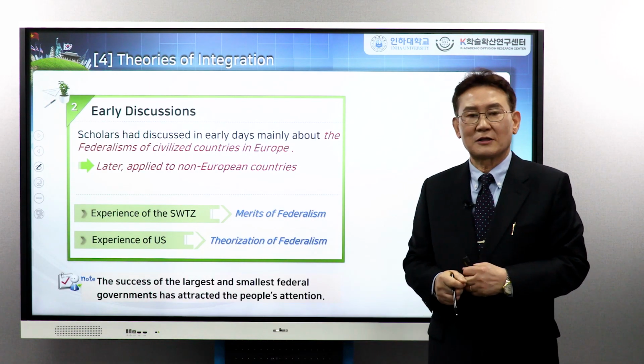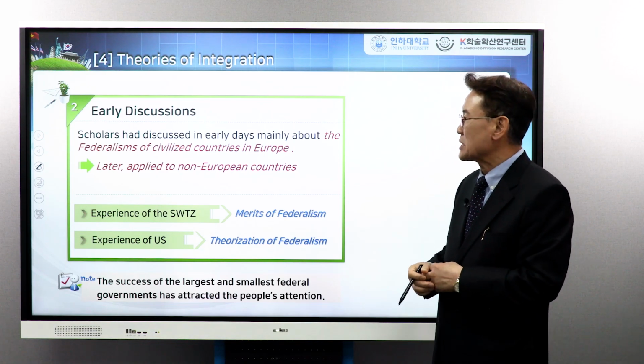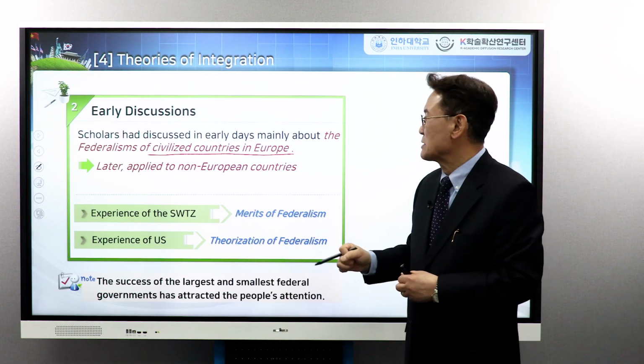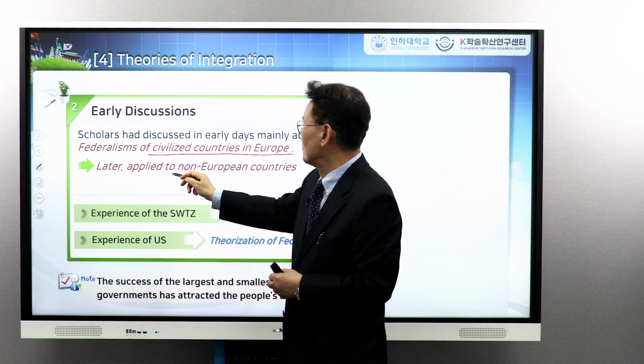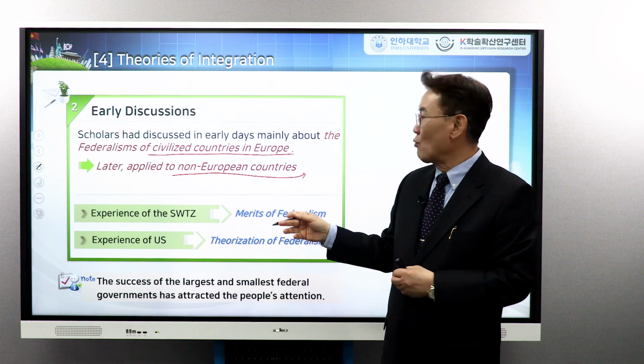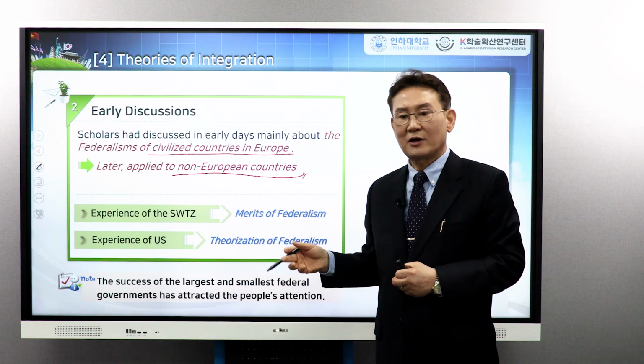Now, when we talk about federalism, we have to explain the early discussions of federalism in Europe. European scholars in the early days discussed mainly the federalisms of civilized countries in Europe, only in Europe, because federalism was not known to non-European countries until the 1960s or 70s. Later, they applied federalism to non-European countries. How so? Why did federalism become popular among many world populations? Because of two reasons.